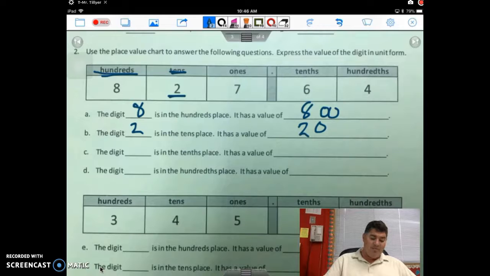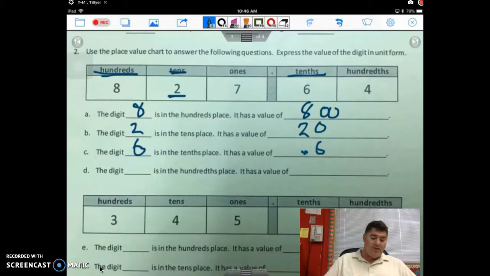The next one, the digit blank is in the tenths place. So it doesn't look like they're looking at that 7. They want the tenths. And so it would be 6. The digit 6 is in the tenths place. It has a value of 0.6. Got to make sure you get that point in there.